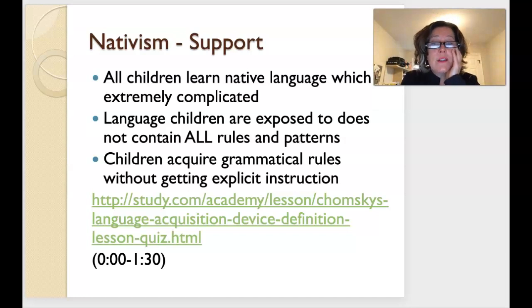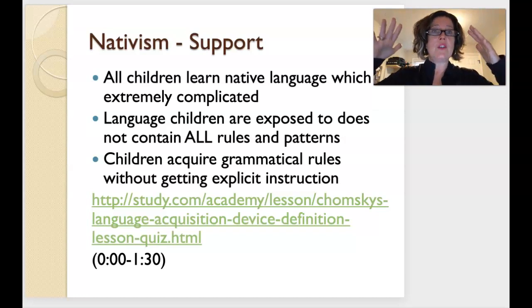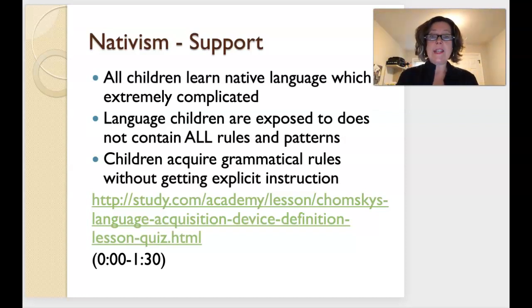And the language children are exposed to does not contain all rules and patterns. If you think about a child in your life, you don't teach that child every single word and every single way to structure a sentence. A nativist would say that's in there. We just have to trigger the actual language and the child's brain will do the rest. And children acquire grammatical rules without getting explicit instruction. Okay, so again, I would stop and watch this academic.